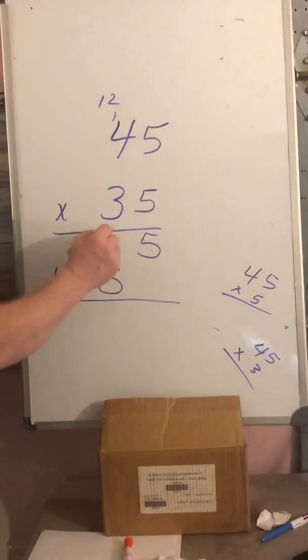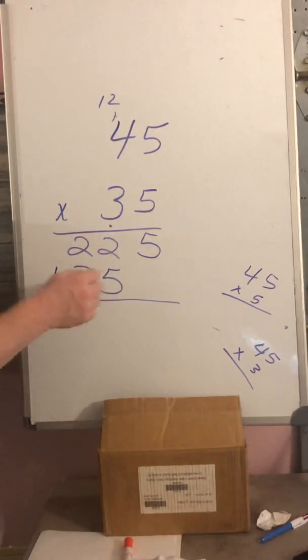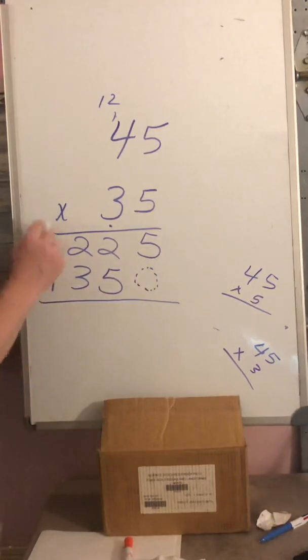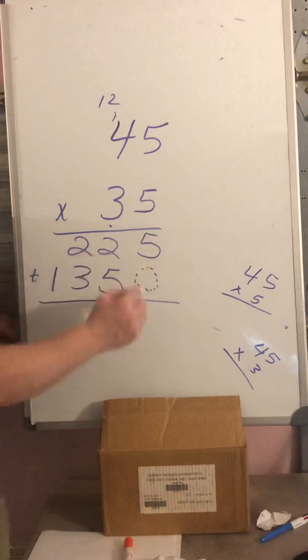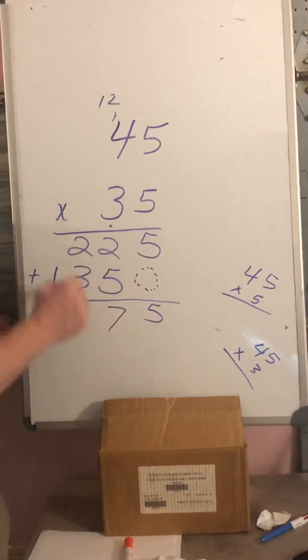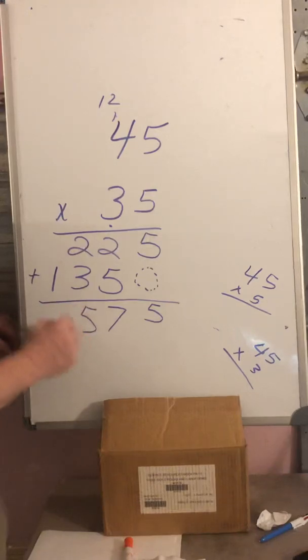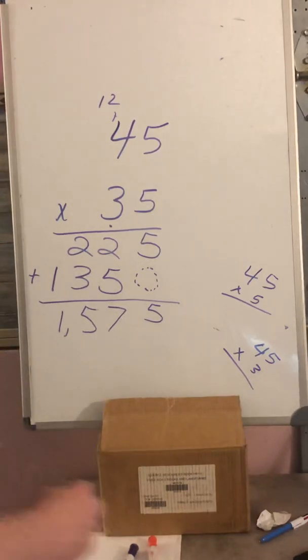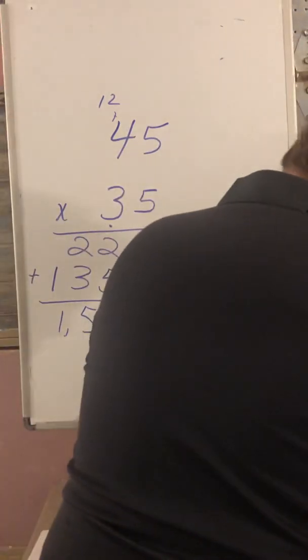Except when I multiplied by the 3, I had to scoot the answer over. That left a gap, which we fill in with that funny looking 0. Multiplication, addition go together. 5 plus 0 is 5. 2 plus 5 is 7. 2 plus 3 is 5. Drop the 1 down, and the answer is 1,575. I'm going to adjust this up. Our next group of problems.